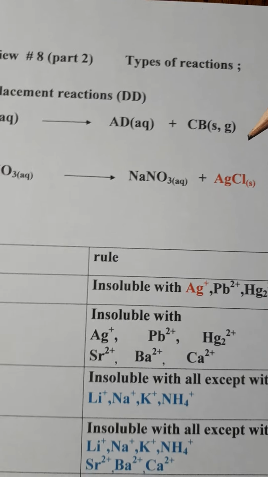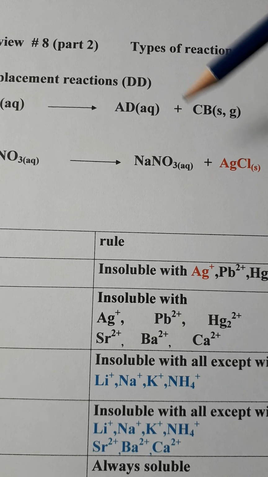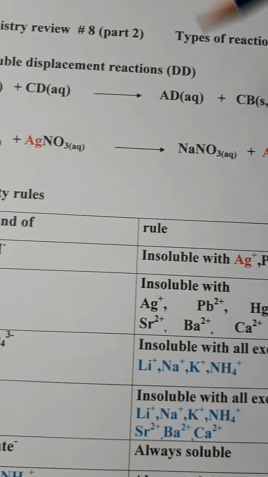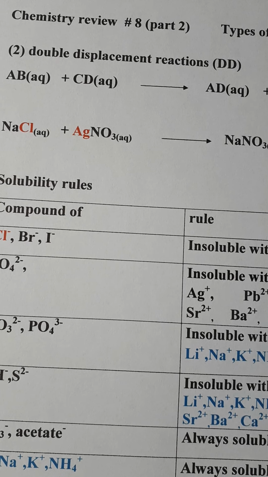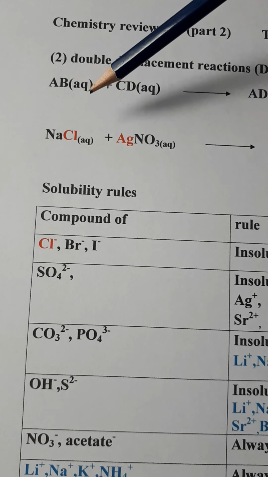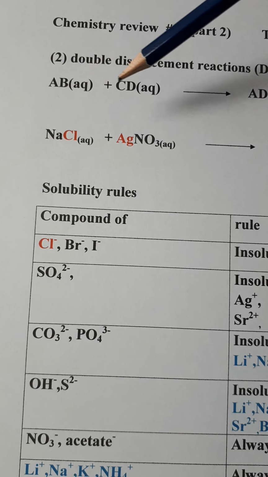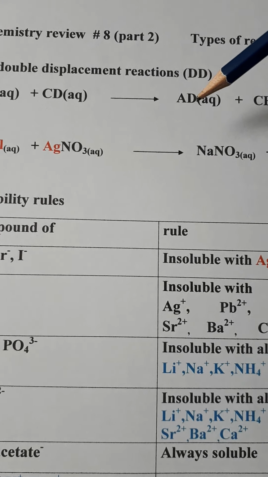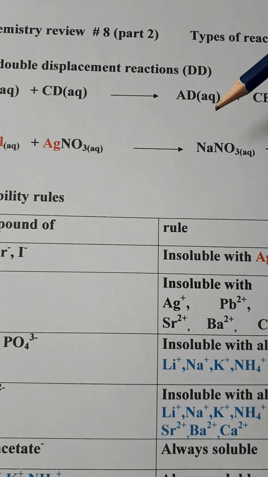And in this reaction, one of the products is either a gas or solid. The other three are aqueous, that means dissolved in water. So we have the compound AB dissolved in water, that's what we call aqueous. CD dissolved in water, and one of the products, AD, also dissolved in water, aqueous.